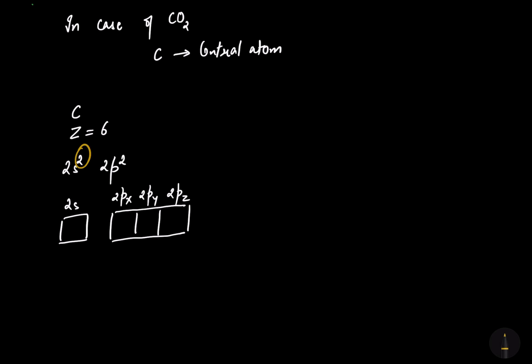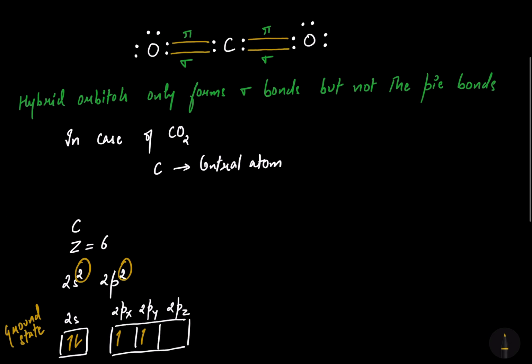The 2s is having 2 electrons. So the first electron in 2s with a spin of plus 1 by 2, and the second electron in 2s with a spin of minus 1 by 2. Now let's talk about the 2p. The 2p is also having 2 electrons, but we will fill them according to Hund's rule. So that's the first electron in 2px with a spin of plus 1 by 2, and the second electron in 2py with a spin of again plus 1 by 2. So first of all, this is the ground state electronic configuration of the carbon. Now let's come back to the Lewis structure.